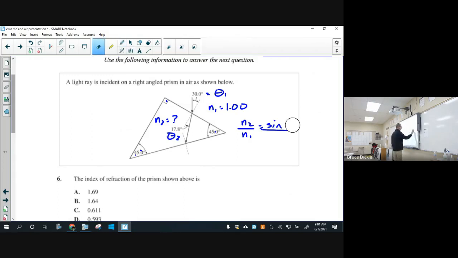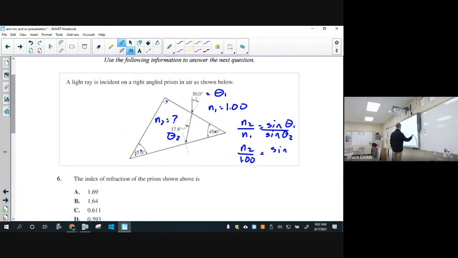Sorry, that's not sine theta 2. That should be sine theta 1 over sine theta 2. And we're going to rewrite. Actually, N1 is 1, right? So we're just going to say N2 over 1. That's nice because it just kind of disappears there.